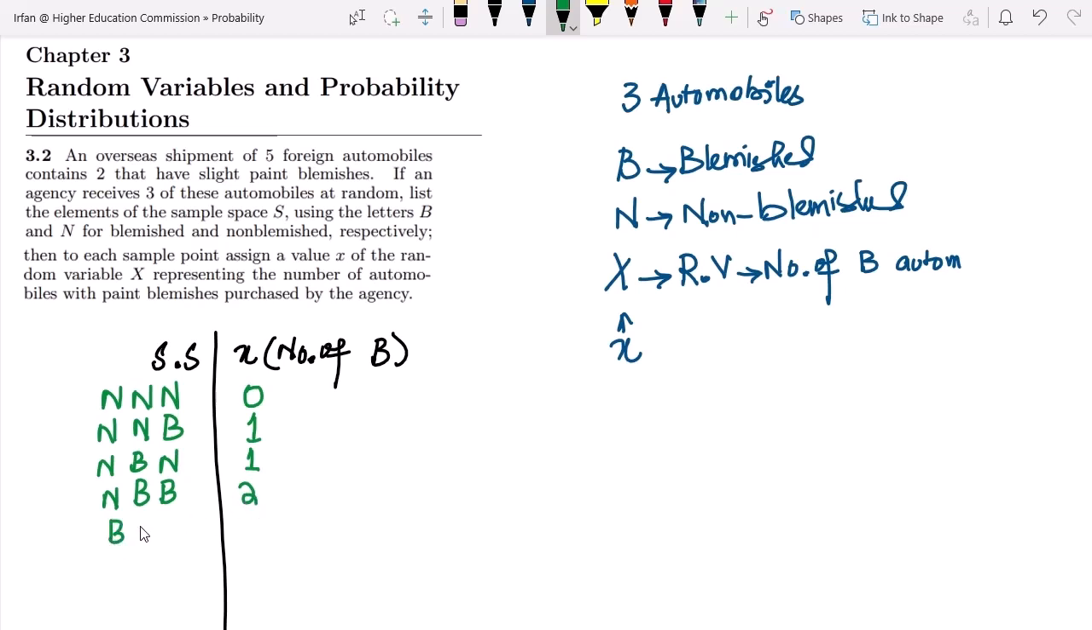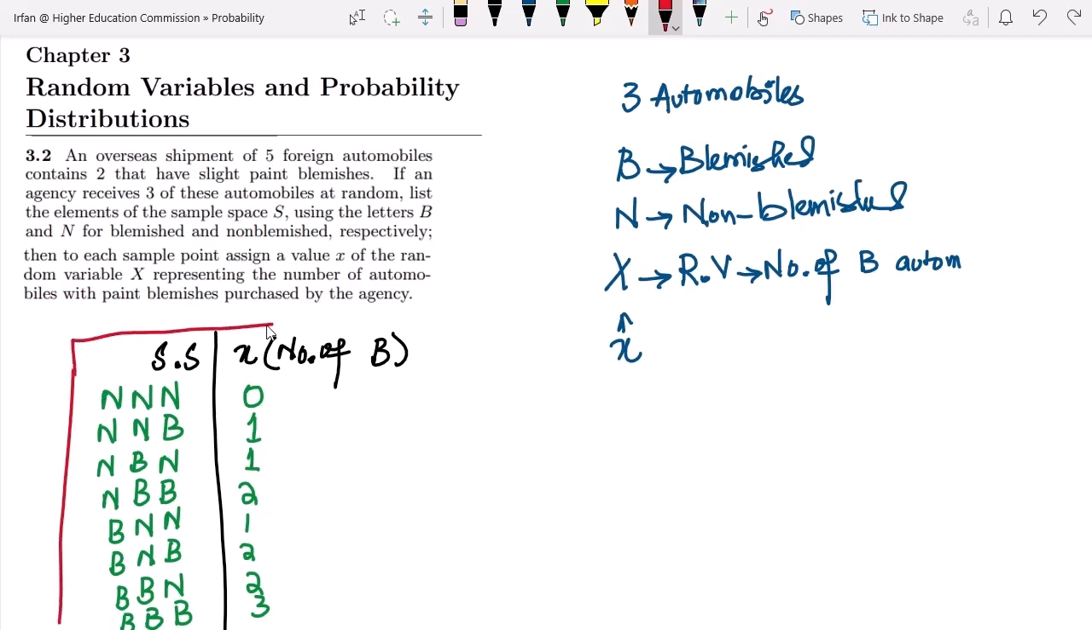Similarly here, now starting with B, B N N we have 1 B, and B N B, we have 2 B's, and at the end what would we have? Let me check how many combinations we have. So 1 2 3 4 5 6, okay. So let me have here as well B B N, 2, and the last one here would be B B B, and the value of x would be 3.